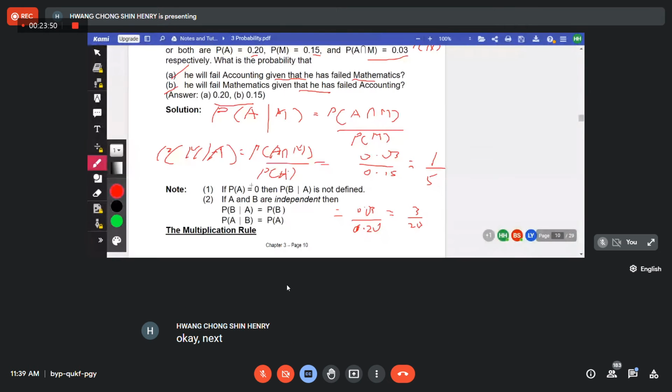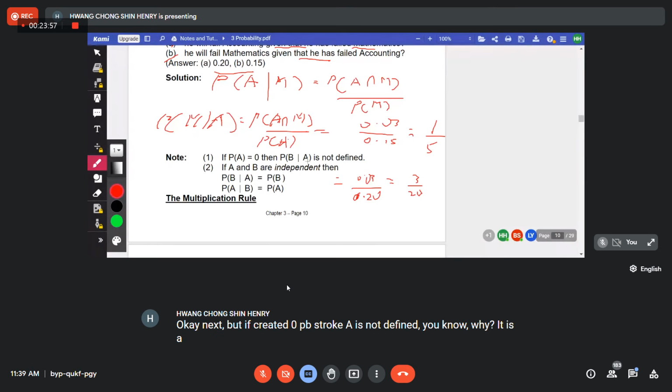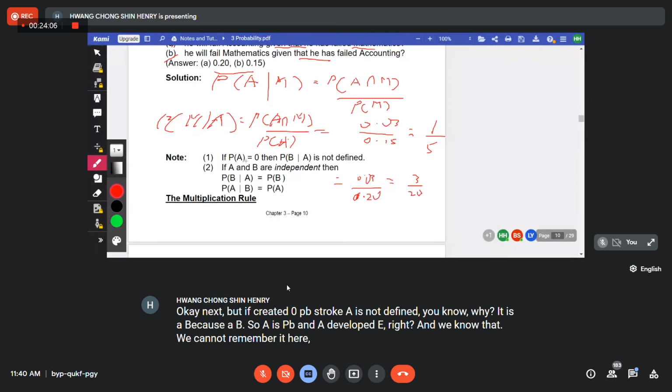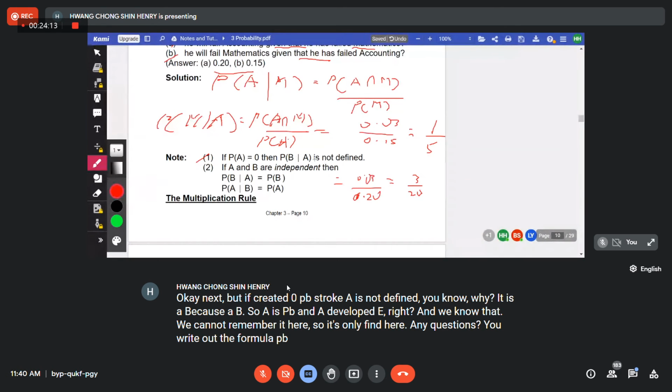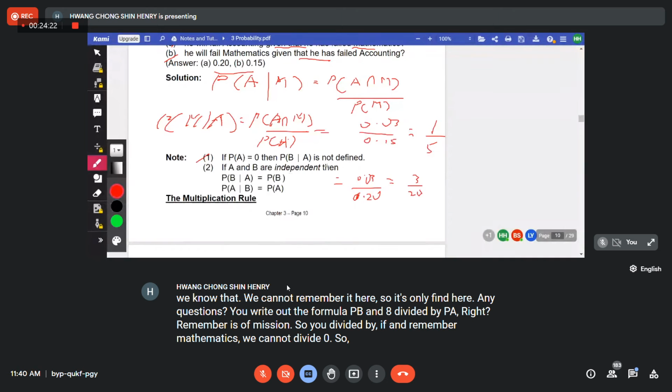Okay, next. Look, if P(A) equals 0, P(B|A) is not defined. You know why it is? Because P(B|A) is P(B and A) divided by P(A), right? And we know that you cannot divide by P(A) if it is 0, so it's undefined here. Any questions? You write out the formula P(B and A) divided by P(A), right? Remember A is the condition, so you divide by P(A). And remember, in mathematics, we cannot divide by 0, so it is not defined.